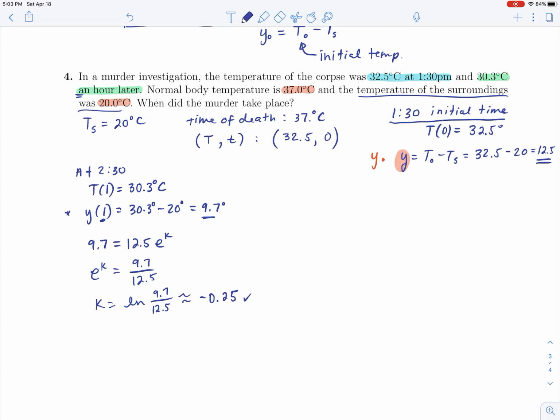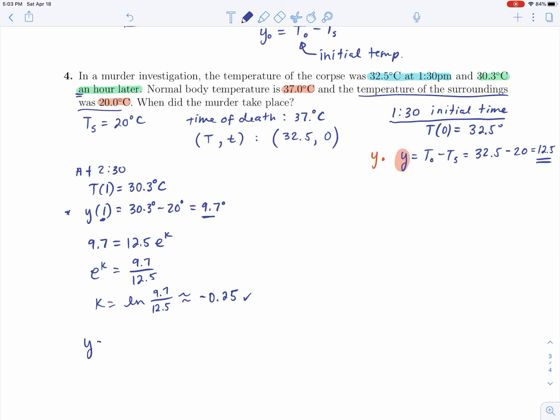So our model is now Y equals, we have our Y naught, and that's not going to change. So Y equals 12.5 e to the negative 0.25. I should really, actually, I need to put more decimal places in. 0.2536 times t. You never ever want to over estimate k.